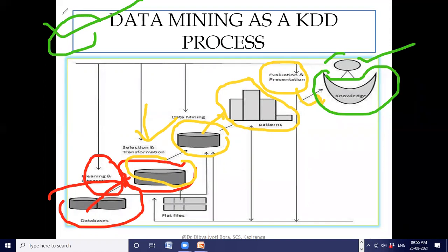So this is a very important diagram. I hope all of you have already taken the screenshot.